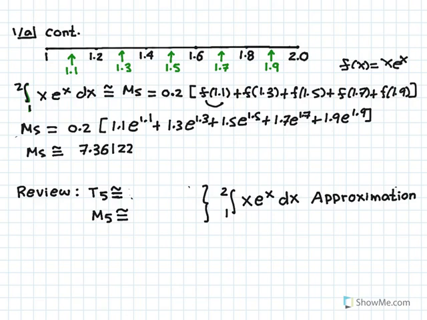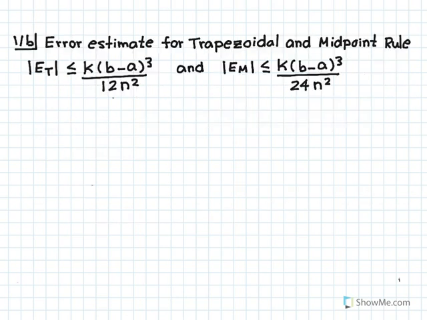7.36122. Let's do some review. The trapezoidal rule approximation T5 comes out to 7.44477. The midpoint rule approximation to the definite integral is 7.36122. All right, so now we're going to do some error-bound approximation.